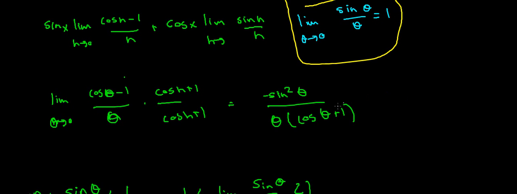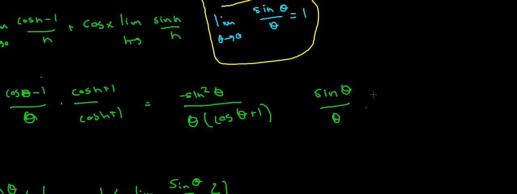And now that I know this limit right here, I've got a sine squared and theta down here. So what I'm going to do is pull out sine theta over theta multiplied by minus sine theta over cosine theta plus 1.